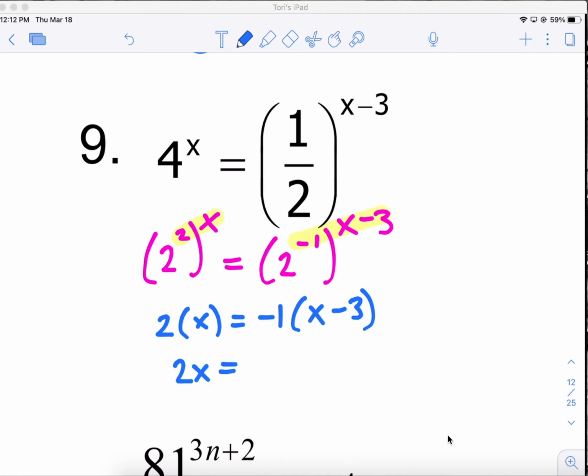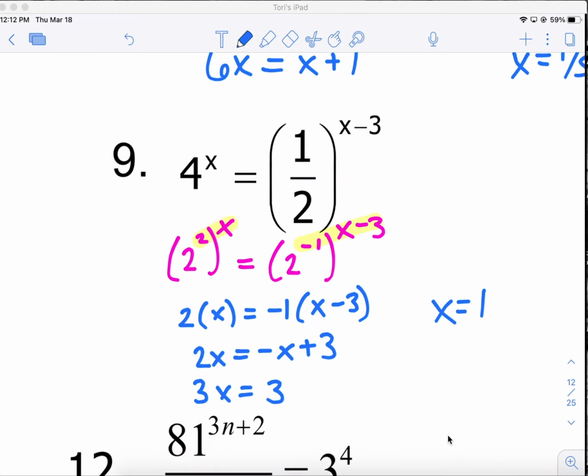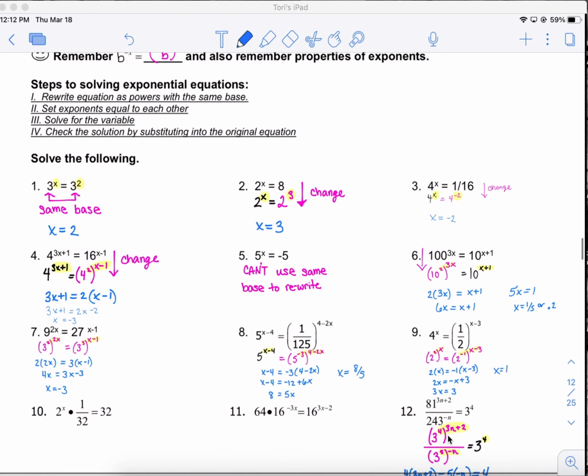2x equals negative x plus 3. We're going to get that x to the other side by adding it. That gives me 3x. And if I divide both sides by 3, we get 1. I'm going to zoom out so you can see the top, guys.